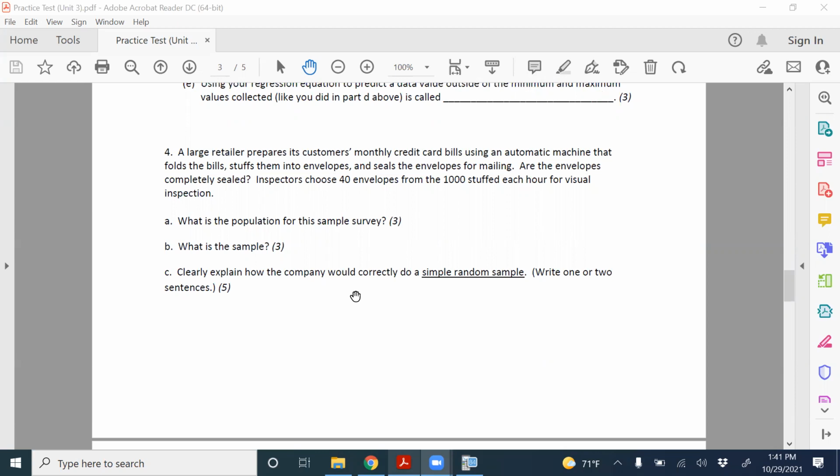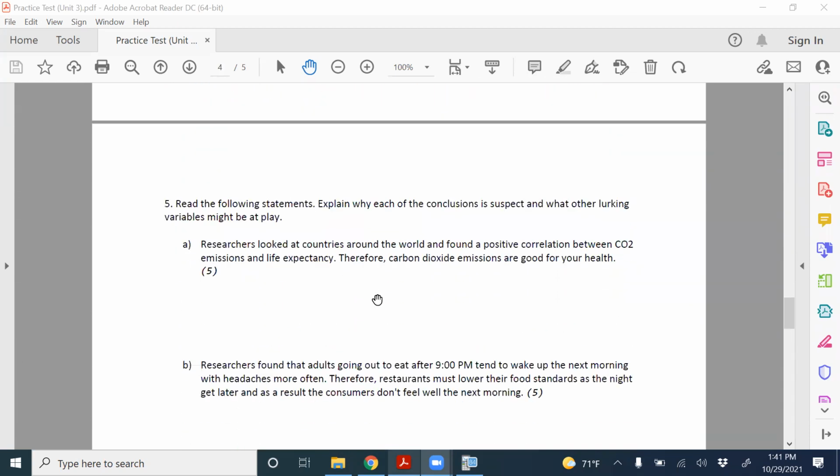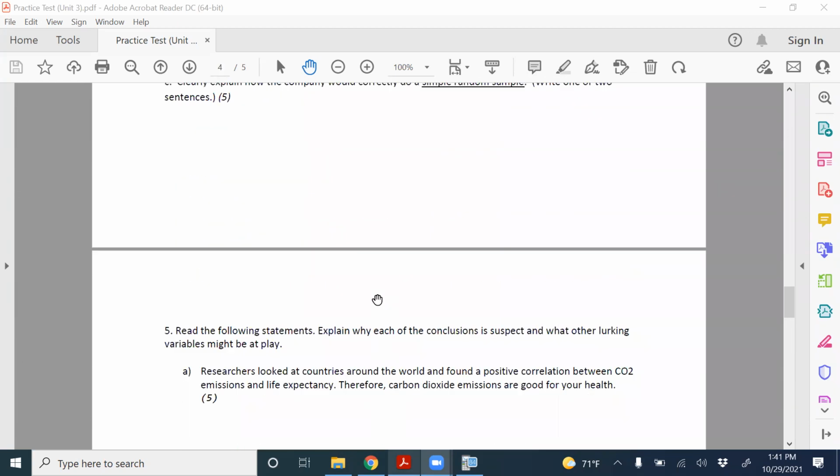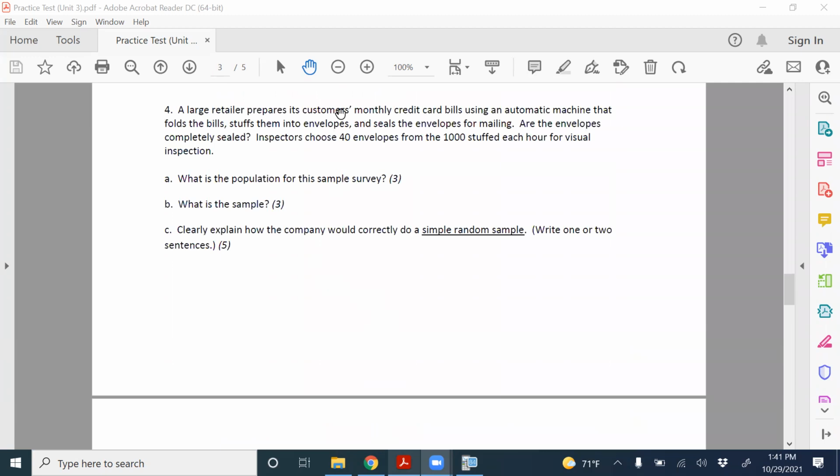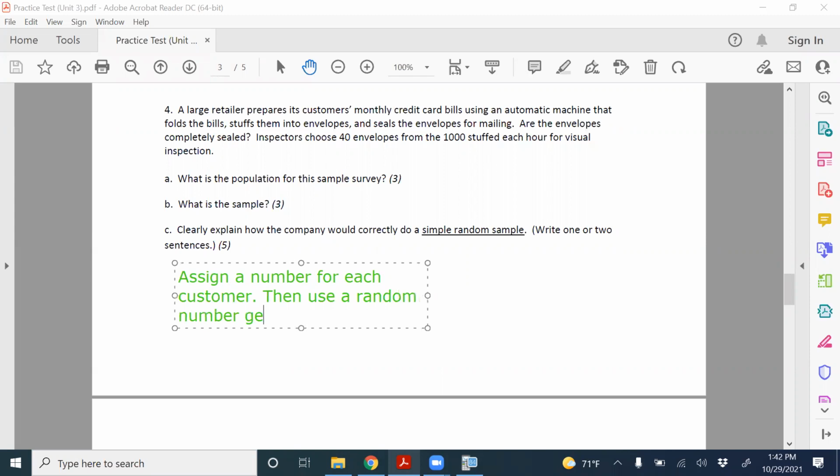And explain how you should do this correctly using some random sample. You probably should assign a number to each of the customers, and then use a random number generator to pick the actual envelopes that you'll inspect. So that's a simple random sample. Again, I could type that up for you, so you know what that means. So what you want to do is assign a number to each customer and use a random number generator.